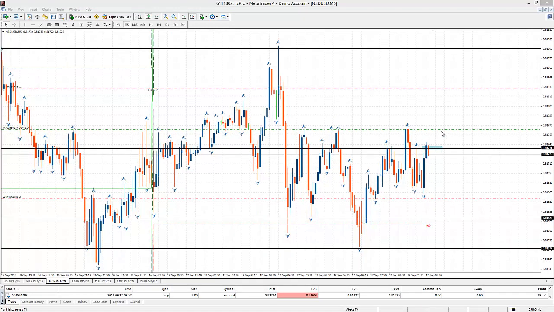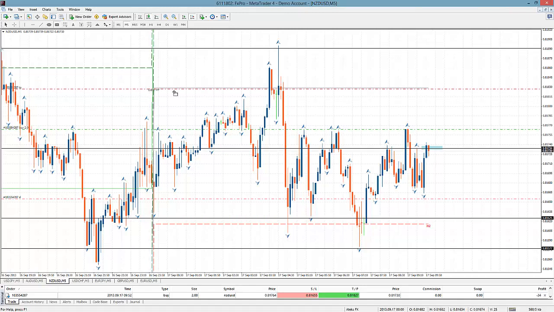So there's the working order. You can see the entry, the stop below the most recent down fractal, and the take profit up at the central pivot right over here. So that's where we're looking to get paid. That's the central pivot, I'll just highlight that for you. So it's not much in terms of take profit. It's about 6 pips.